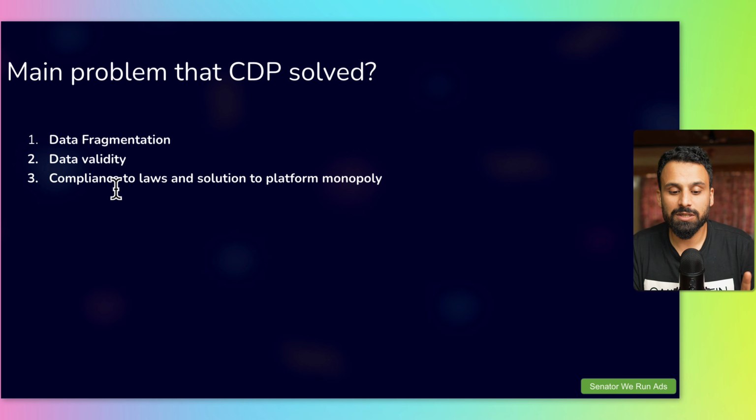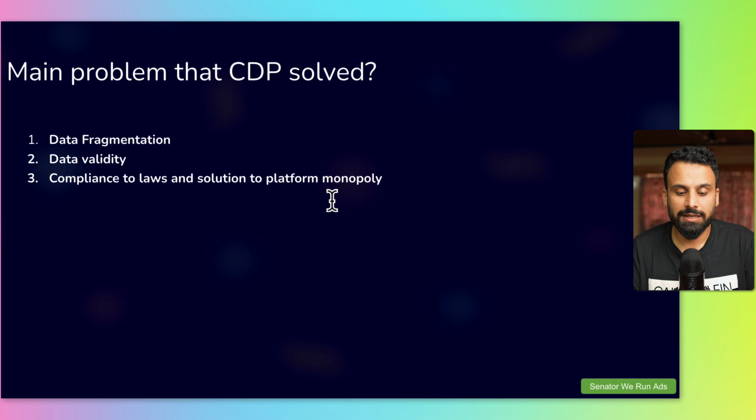The third thing was compliance to laws and solutions to platform monopoly, which means laws like GDPR and a lot of other laws, and iOS doing their monopoly thing that, okay, now you cannot track after the 14.5 update. Google saying that Chrome will not support third-party cookies. Basically, it was a big shock for all the advertisers, and that's when CDP started to pick up, because it solves all those problems, because you have all this as first party data. You own this data, so you don't rely on any other platform or third party.